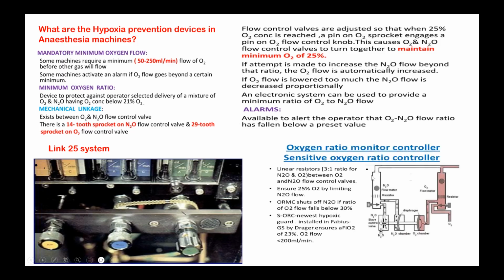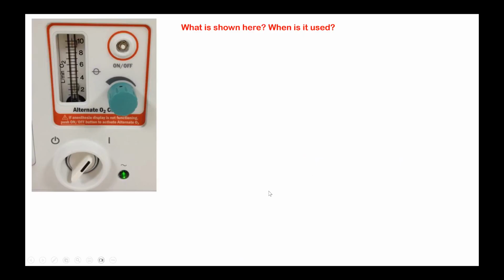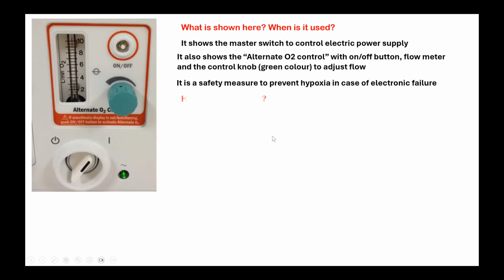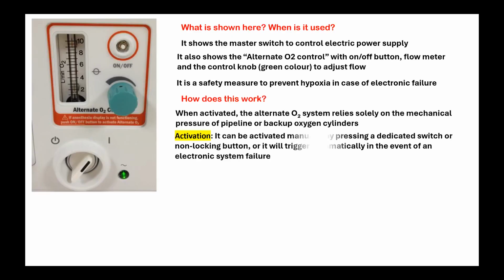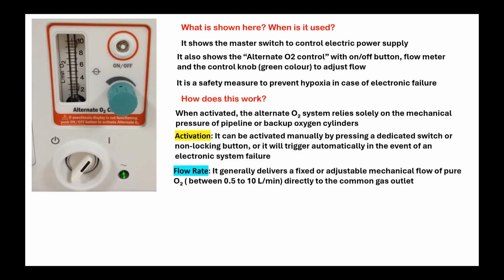And this is the oxygen ratio monitor, which again works on the same principle of pressure between the two systems. This is again the older picture as I showed you. This is the alternate oxygen with a knob, which gets activated when there is a drop in pipeline or backup cylinder pressure, and the idea is to deliver oxygen at all times. So identify the parts of the machine displayed here.